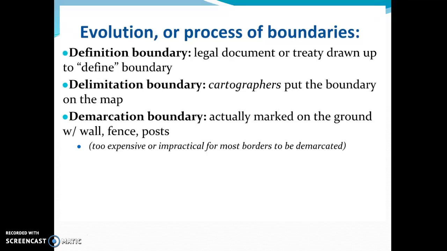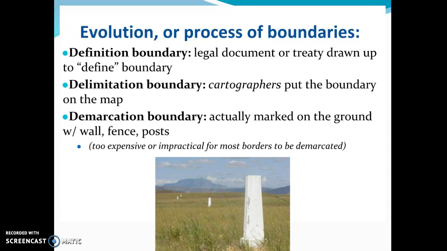So the first thing is to define the boundary, the second thing is to delimit the boundary, and then the third thing is actually optional. The third thing is to demarcate the boundary. Demarcated boundaries are marked on the ground, actually physically shown on the landscape. This is really expensive and pretty impractical for most borders to be demarcated, but there are some places of the world that have demarcated boundaries.